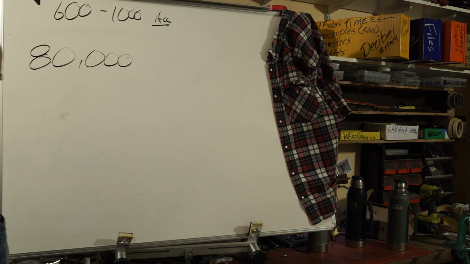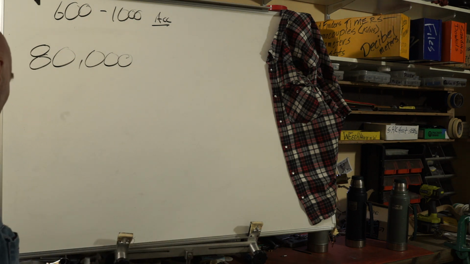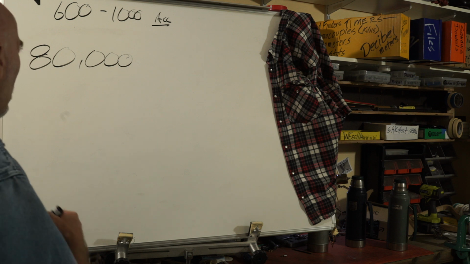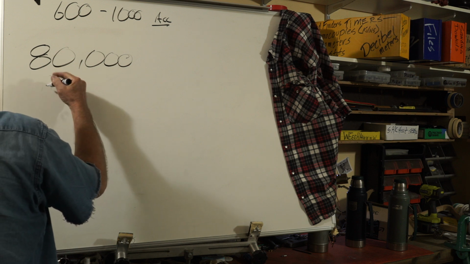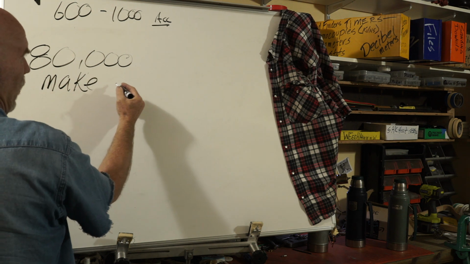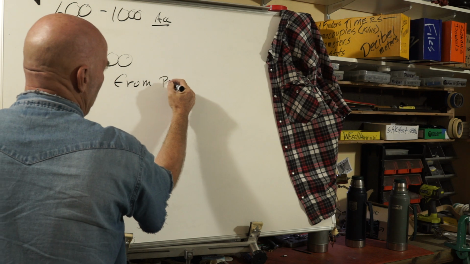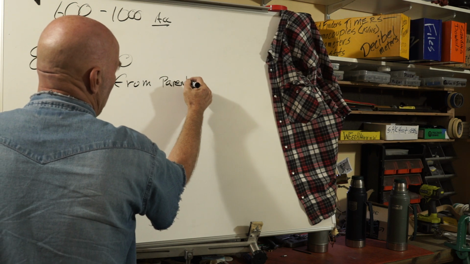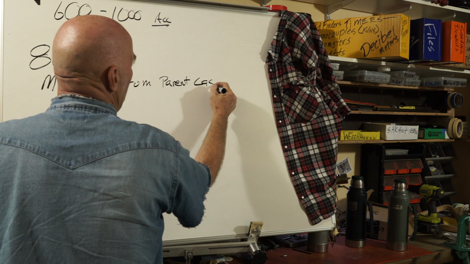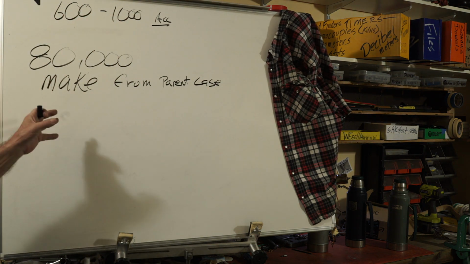Now, we also have to have a case. We've got to make a good case that'll still run 80,000 pounds and be maintainable. You got to be able to make the case from a parent case. I'm writing this stuff down so that you can see it. You need to make a parent.